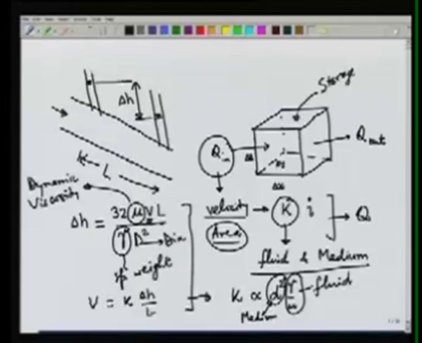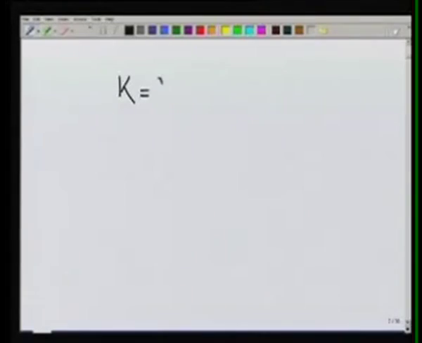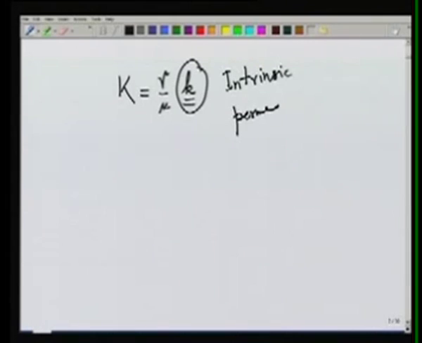So typically gamma over mu is taken out of this equation, and we can write the hydraulic conductivity K as gamma over mu times some intrinsic permeability or specific permeability, which is only a property of the medium, and typically this k is some constant C times the grain size square, based on the pipe flow analogy.